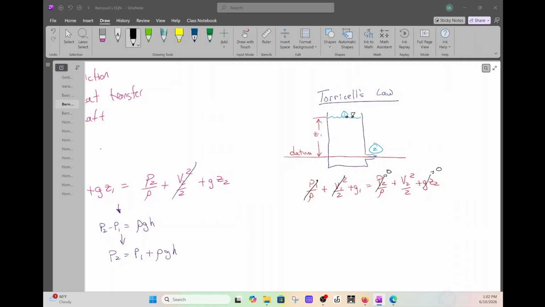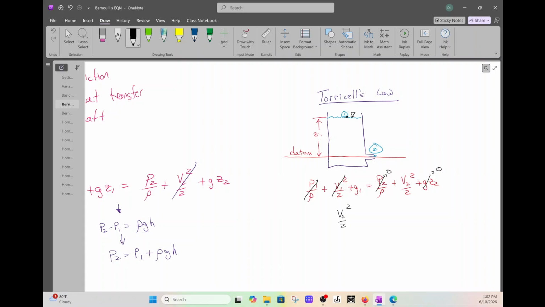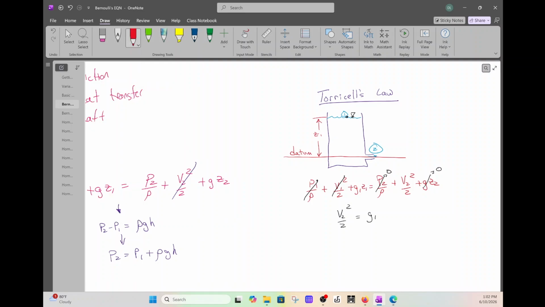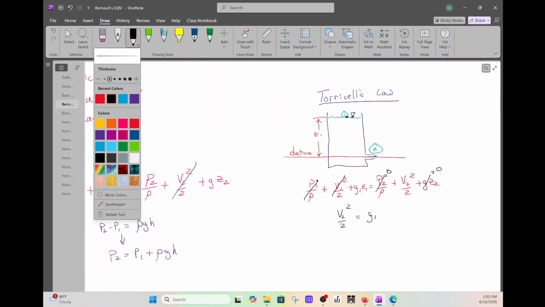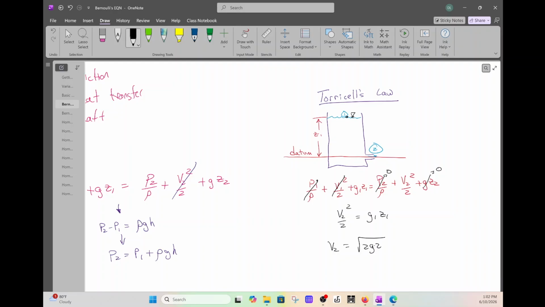So we have V2 squared over 2 equals G, oh, I forgot one. I wrote it wrong. Where did the Z go? Z1. Yep, there we go. So GZ1. Hopefully you caught that. So V2 is the square root of 2GZ. Okay, or sometimes you've heard it as 2GH.